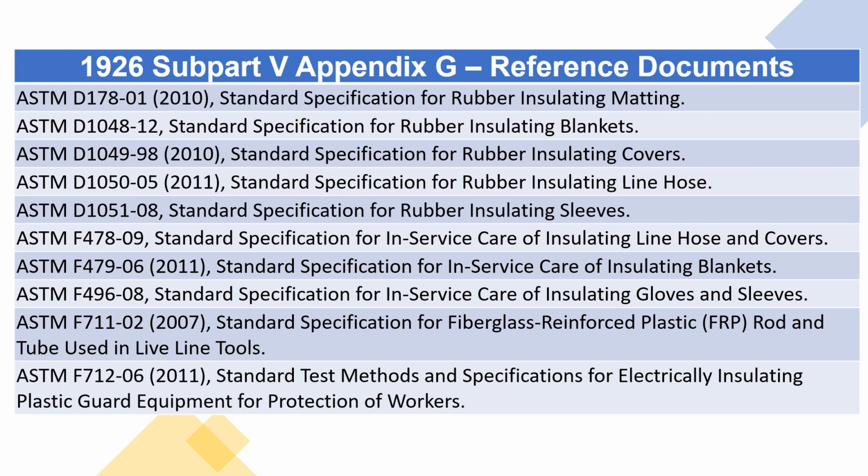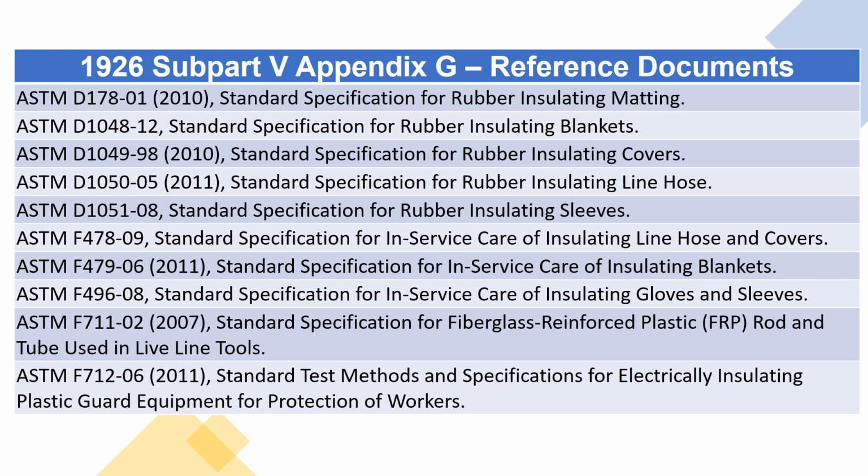ASTM D1048-12, Standard Specification for Rubber Insulating Blankets. ASTM D1049-98, 2010, Standard Specification for Rubber Insulating Covers. ASTM D1050-05, 2011, Standard Specification for Rubber Insulating Line Hose. ASTM D1051-08, Standard Specification for Rubber Insulating Sleeves. ASTM F478-09, Standard Specification for In-Service Care of Insulating Line Hose and Covers.